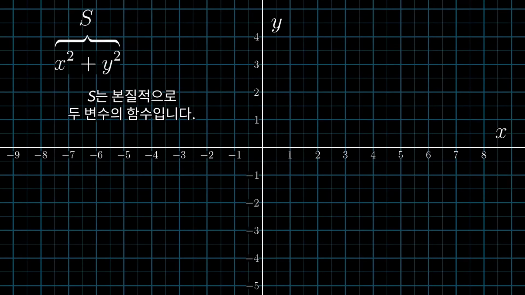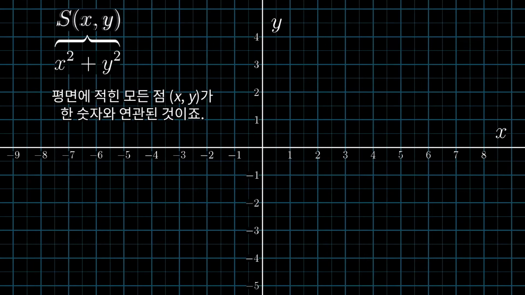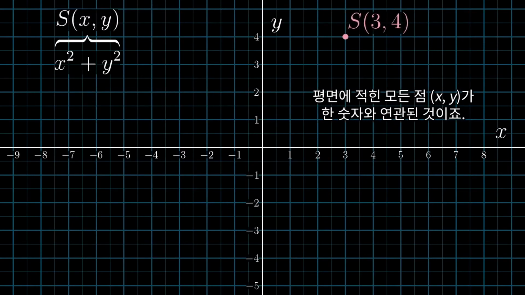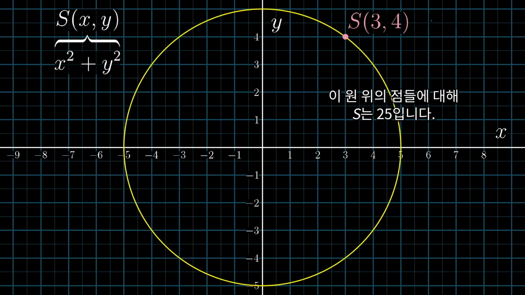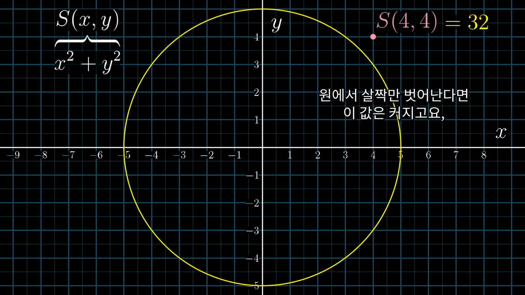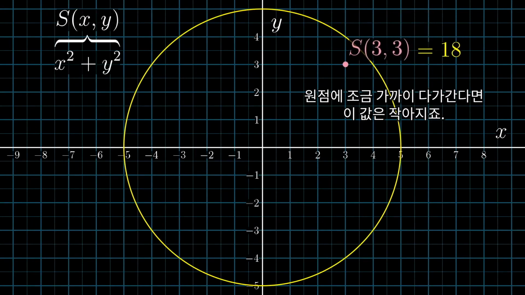S is essentially a function of two variables. It takes every point xy on the plane and associates it with a number. For points on the circle, that number happens to be 25. If you stepped off the circle away from the center, that value would be bigger. For other points xy closer to the origin, that value would be smaller.